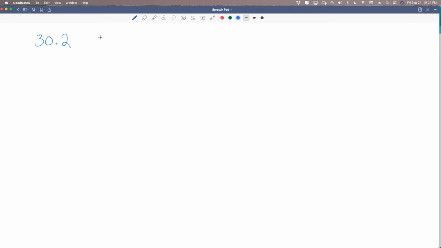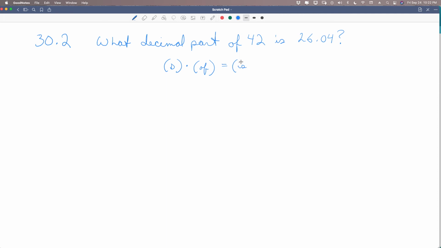All right, this one says, what decimal part of 42 is 26.04? We're going to use the same formula: decimal times the of equals the is.